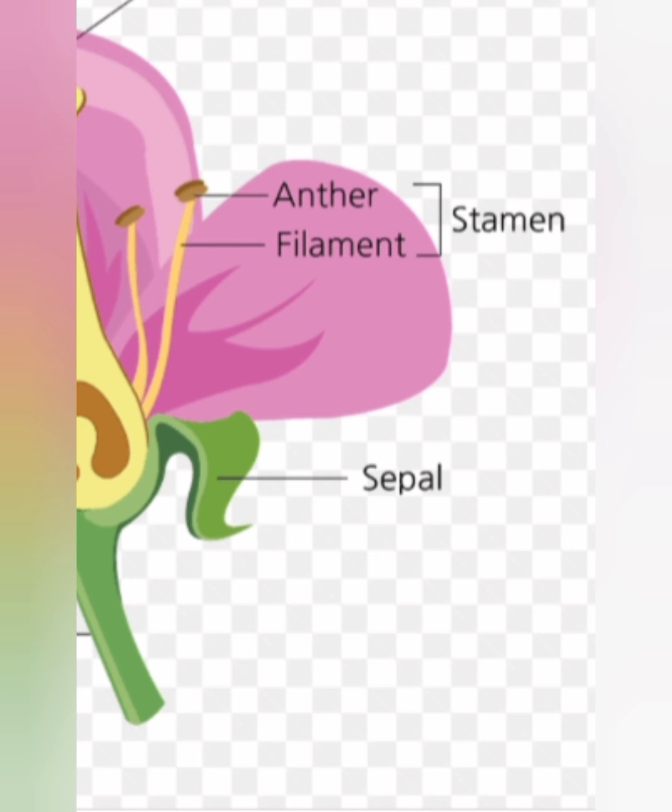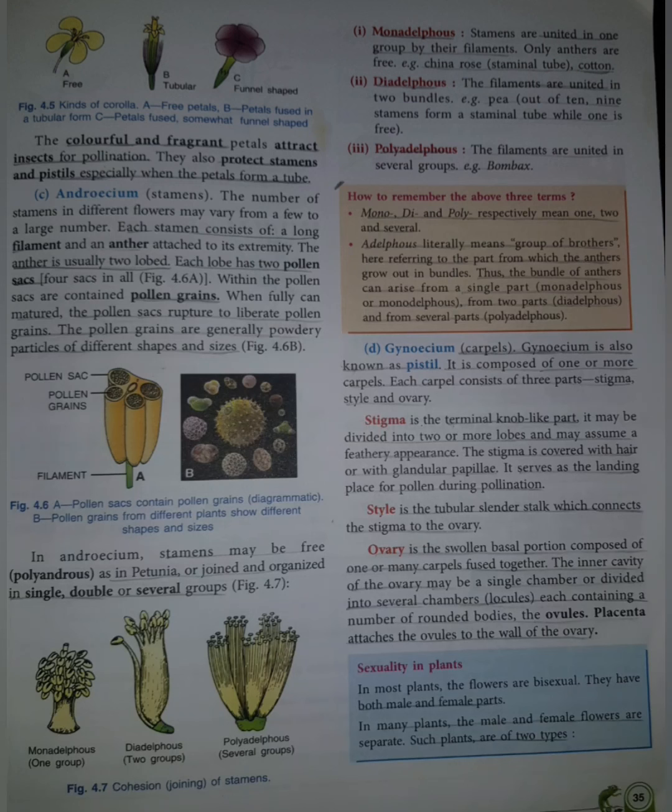Androecium stamens may be free, polyandrous, as in petunia, or joined and organized in single or several bundles. They are divided into monadelphous, diadelphous and polyadelphous. In polyadelphous, the filaments are united in several groups. In diadelphous, they are in 2 bundles, and in monadelphous, the stamens are united in one group by the filaments.